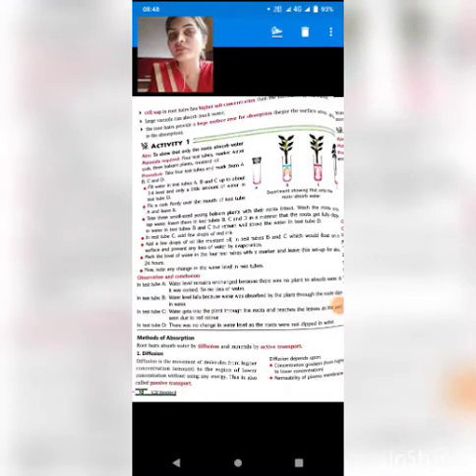Page number 10, where the topic methods of absorption is mentioned. So students, firstly, see the third line of the page which is showing on your screen. The root hairs provide a large surface area for absorption. Okay. So basically who is allowing the process of absorption is the root, and especially in the root which part? Root hairs. So students, root hairs provide a large surface area for absorption.